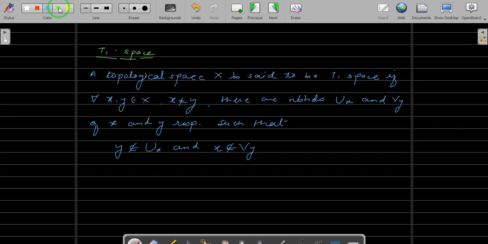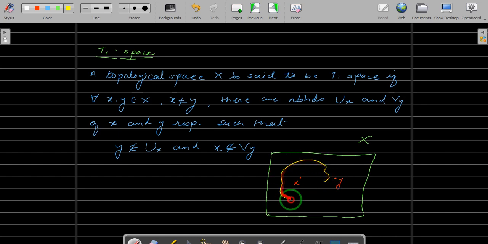If we try to draw the diagram of this, suppose this is your space X, and in this X you take any two points, one point x here, another point y here. No matter how close you take them, we can always find two neighborhoods, a neighborhood of x in such a way that y will not be in the neighborhood of x. It may be anywhere, but y should not belong to the neighborhood of x.